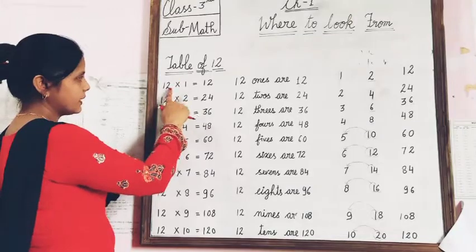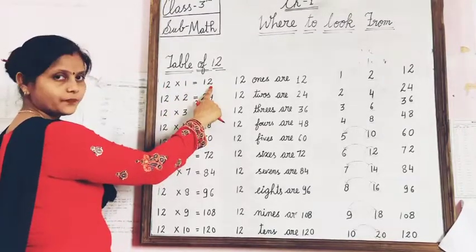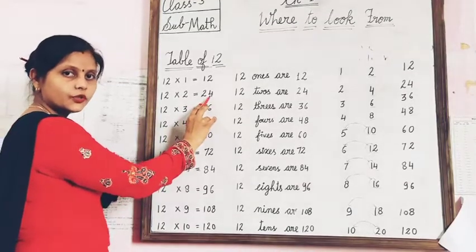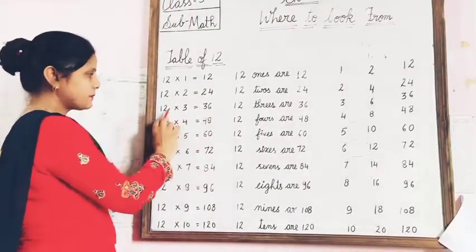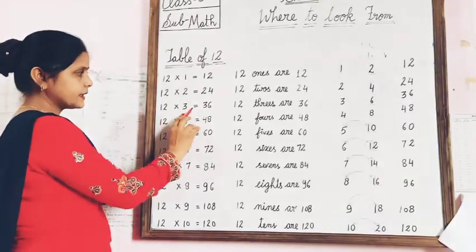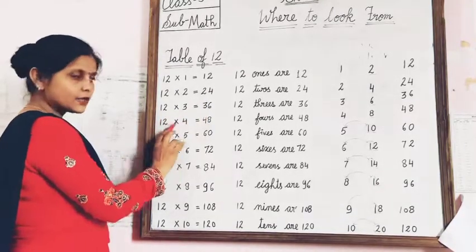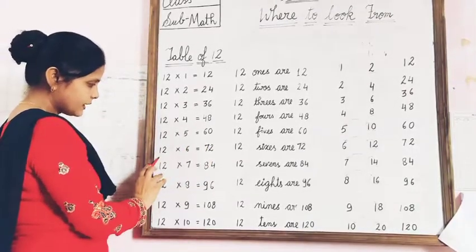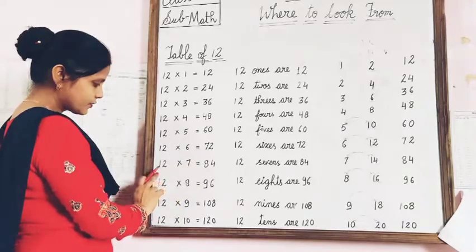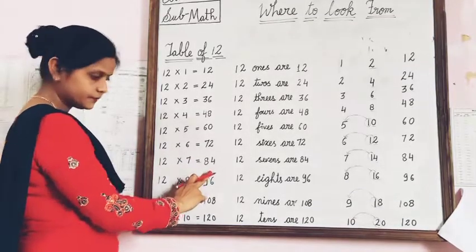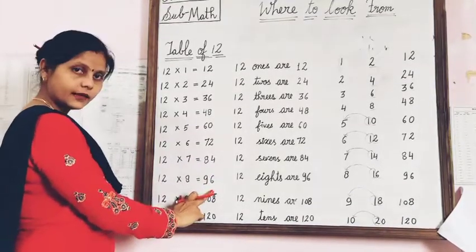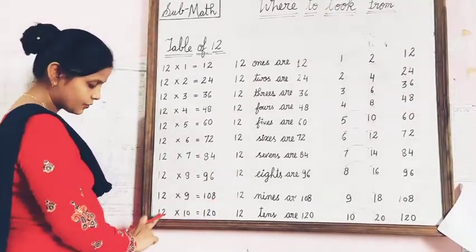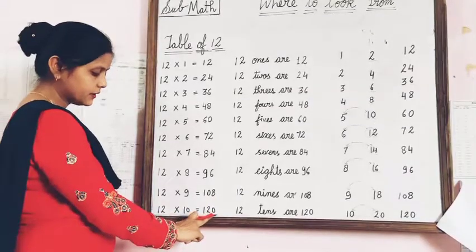Here is the table of 12. 12 ones are 12. 12 twos are 24. You also follow me and speak with me. 12 threes are 36. 12 fours are 48. 12 fives are 60. 12 sixes are 72. 12 sevens are 84. 12 eights are 96. 12 nines are 108. 12 tens are 120.